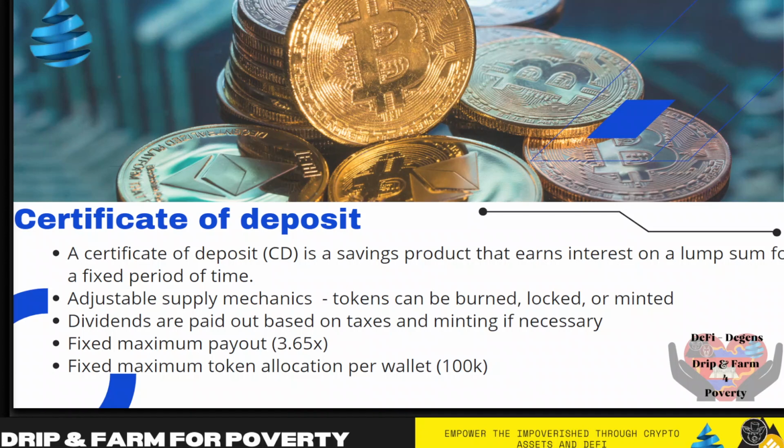Dividends are paid out based on the taxes and minting if necessary. There is a fixed maximum payout per wallet, and that maximum allocation is also 100K. So you are paid 1% per day when you deposit your Drip token into the Faucet contract, and that will pay you up to a maximum of 3.65%.